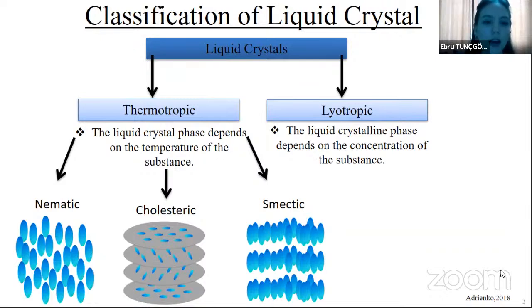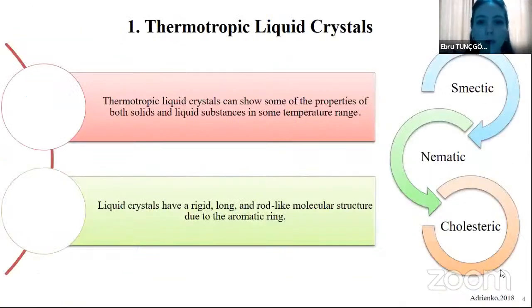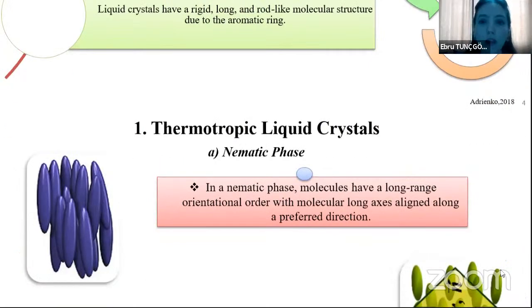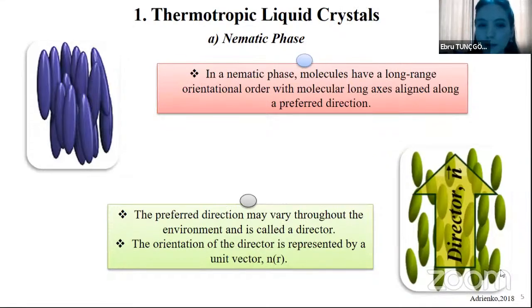Thermotropic liquid crystals are divided into three groups: nematic, cholesteric, and smectic. Thermotropic liquid crystals can show some of the properties of both solid and liquid substances in the same temperature range. Liquid crystals have a rigid, long, and rod-like molecular structure due to the aromatic ring. In a nematic phase, molecules have a long-range orientation order with the molecular long axis aligned along a preferred direction. The preferred direction may vary throughout the environment and is called the director. The orientation of the director is represented by a unit vector.